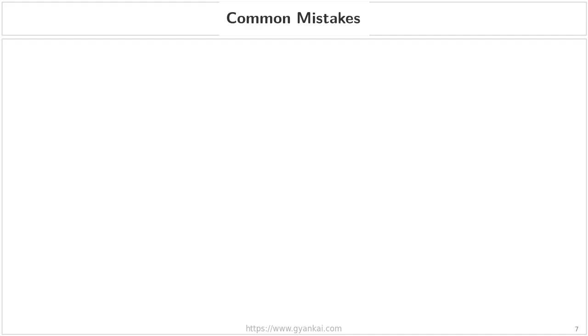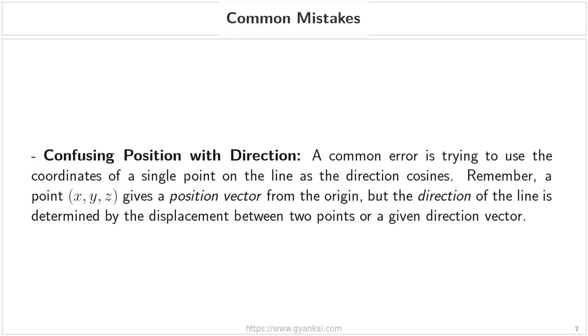Common mistakes. First, let's talk about the mistake of confusing position with direction. This is a very frequent error where a student takes the coordinates of a single point on the line and mistakenly uses them as the direction cosines. Please remember what we discussed in our very first slide. Direction cosines describe the tilt or the orientation of the line, not where it is located in space.